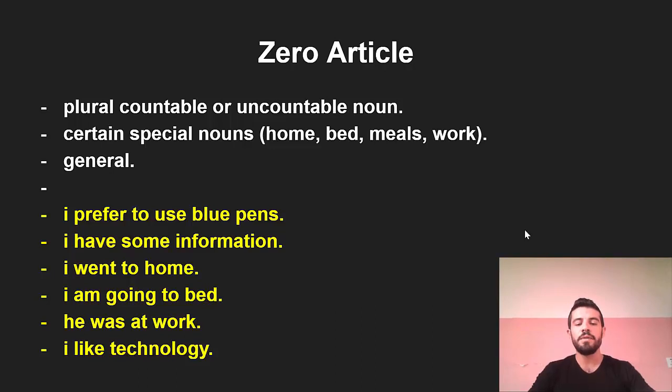Also, for example, I have some information. Information is uncountable, so I have some information. Instead of the, a, or an, here I'm using just some information. For example, also, I went to home. Here, using home, I don't need to say a home or the home. You can say I went to the home, but you don't need that. This home is just a certain special noun.